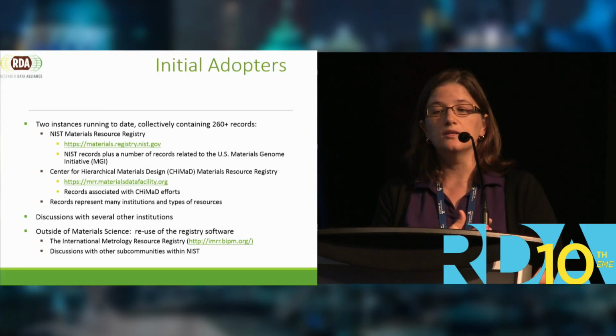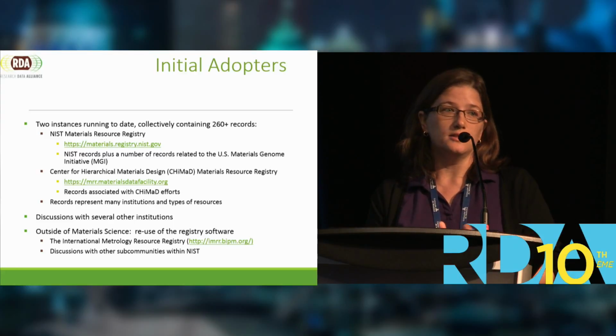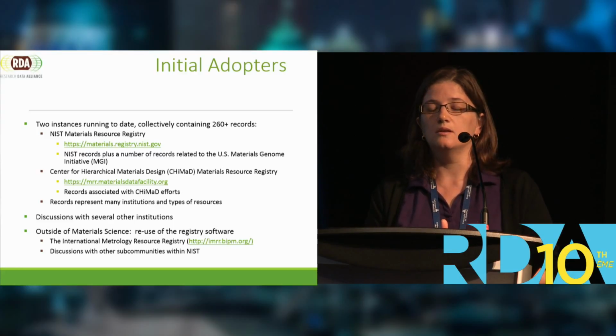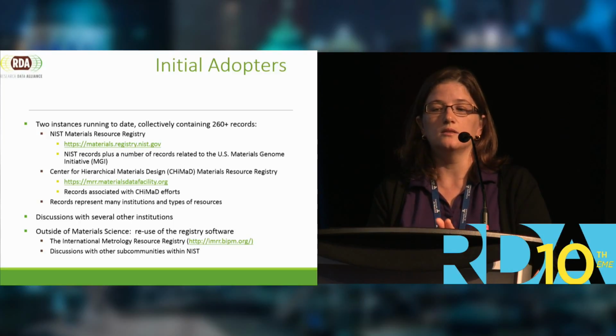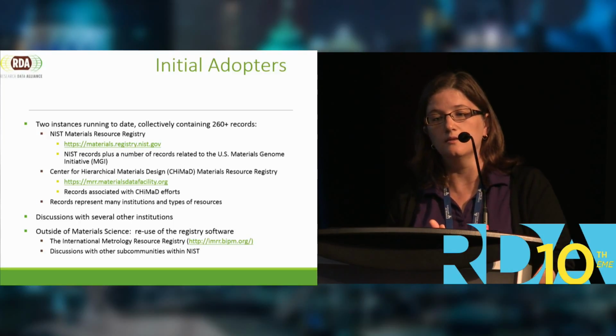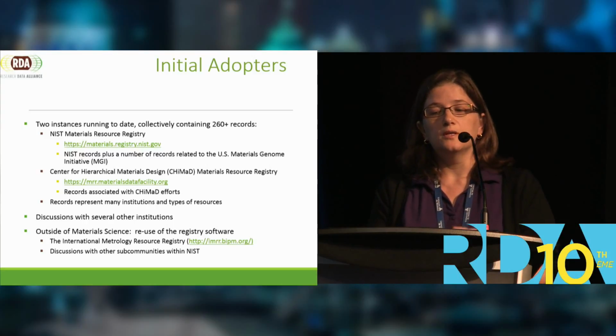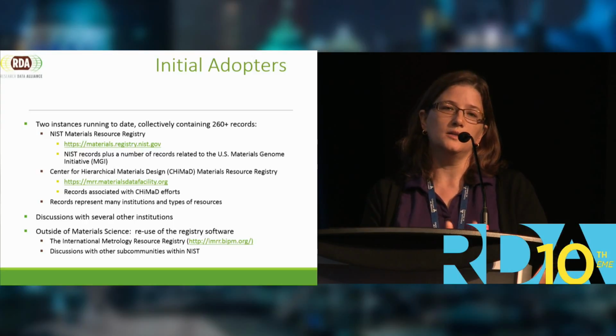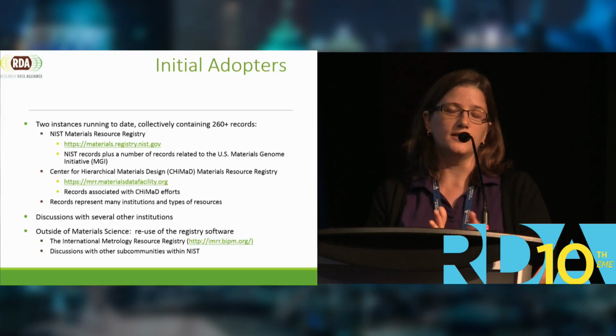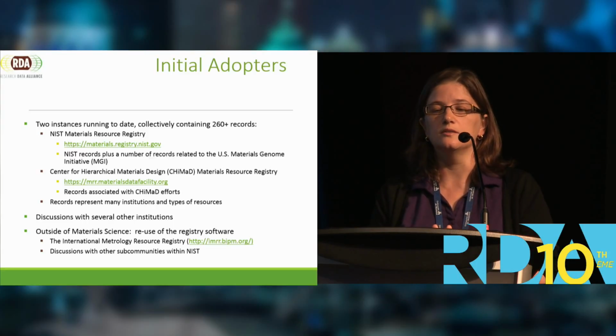So as I mentioned, there are 2 instances currently running. Collectively, they actually now contain more than 260 records between the 2 of them. The first is the NIST registry, which is at materials.registry.nist.gov. And there we're really focused on records related to NIST data holdings, plus a number that are related to the United States Materials Genome Initiative.